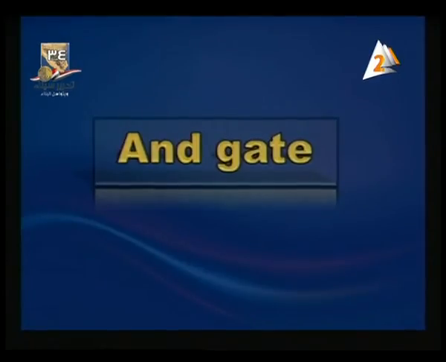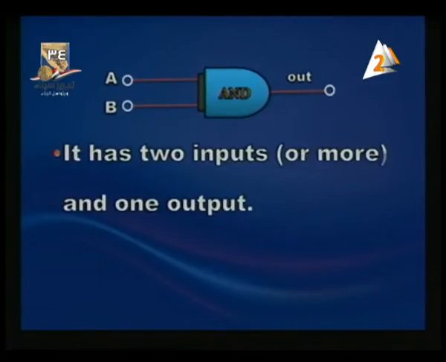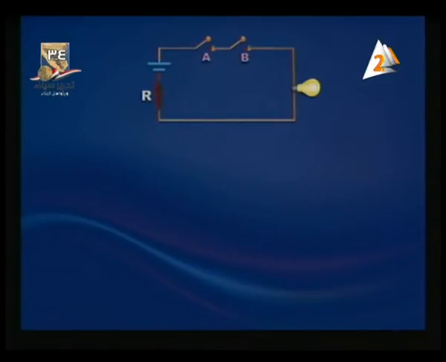And we've got another gate, it is the AND gate. The sample is shown in front of you. It has 2 inputs and 1 output. As a matter of fact, it has 2 inputs or more and just 1 output. The symbol is shown in front of you.